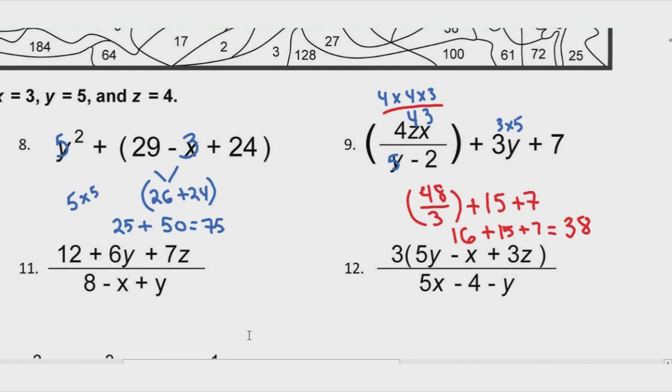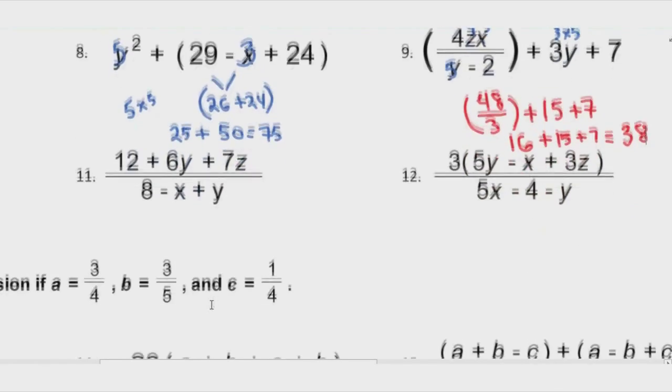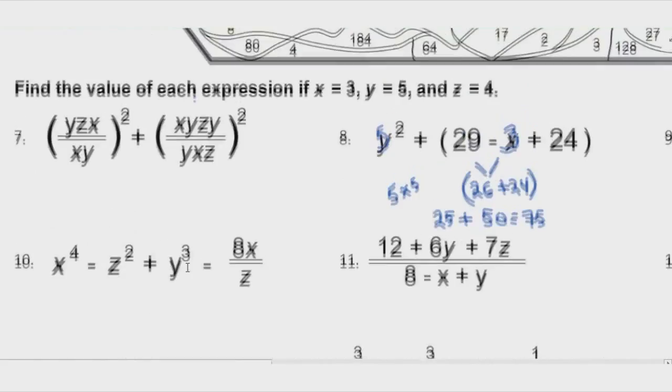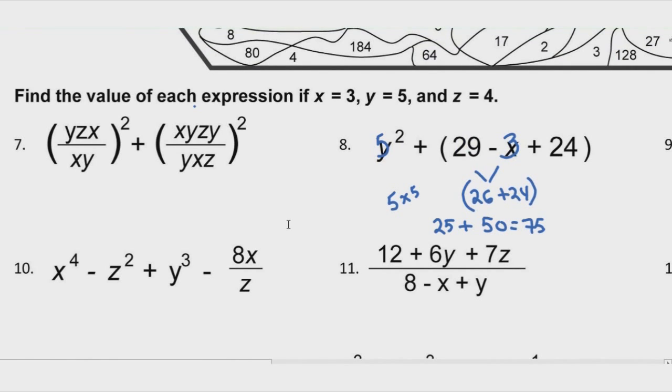Now, if we come back over here to problem number 10, we have x to the 4th power. And x is going to be 3. So basically that's 3 times 3 times 3 times 3, which will give us 3 times 3 is 9, times 3 is 27, times 3 is 81. Or the easier way, you could have done 3 times 3 is 9, and 3 times 3 is 9, and 9 times 9 is 81. So this will give us 81.